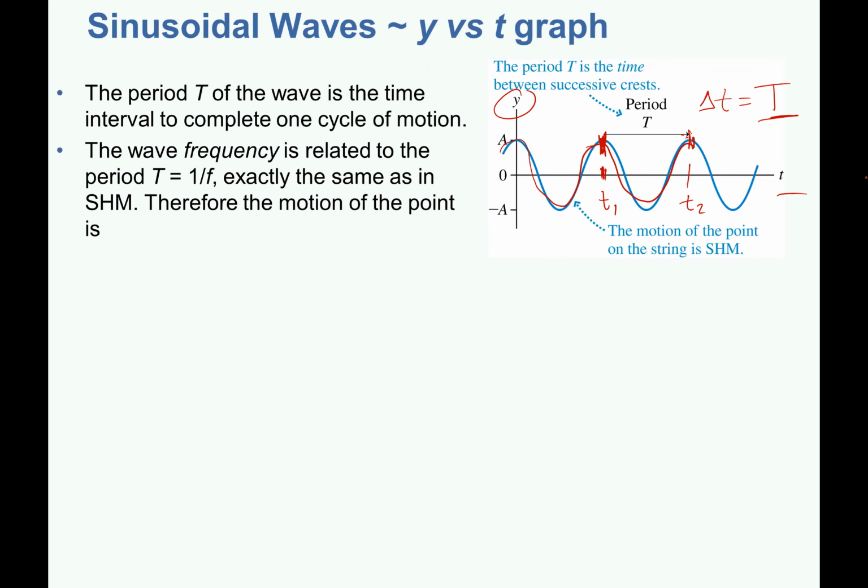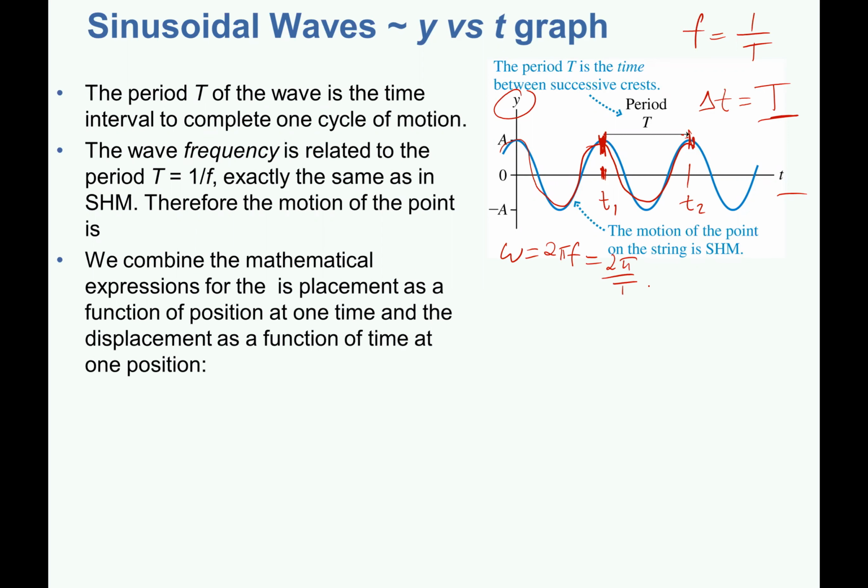And when there is a period, obviously, you can always find the frequency. Remember, frequency is equal to 1 over the period. Well, when there's a frequency, you can also calculate the angular frequency, omega, which is 2 pi f, or 2 pi over the period.